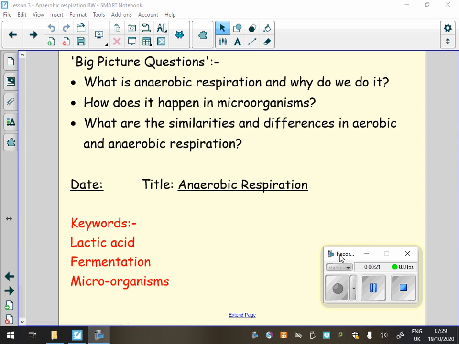Right, so today we are looking at anaerobic respiration. We spent the last two lessons looking at aerobic respiration, and aerobic respiration means with oxygen. Anaerobic respiration then is the complete opposite. It means without oxygen. We're still trying to produce energy, but there's no oxygen involved in this one. So make sure you write your title and date in your exercise books, and then we'll move on.